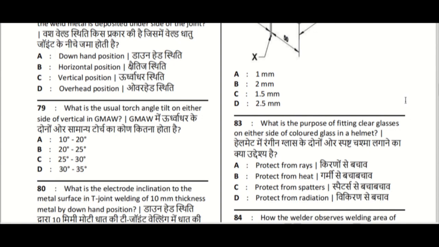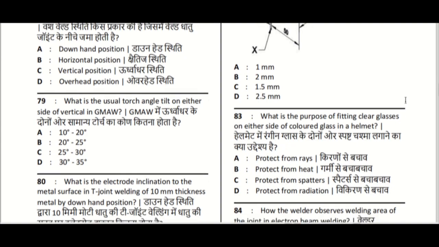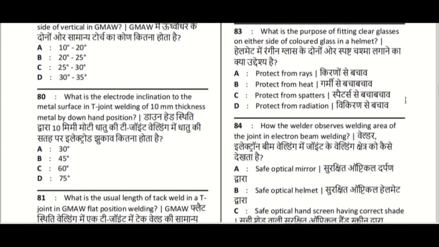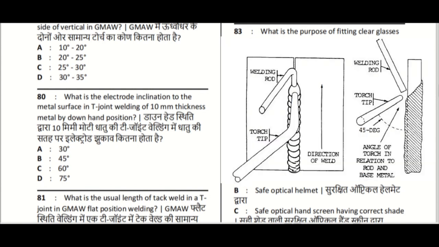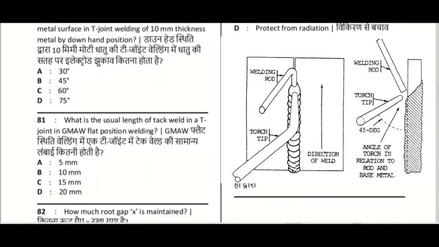What is the usual torch angle tilt on either side of vertical in gas metal arc welding? Is 20 degree. What is the electrode inclination to the metal surface in T-joint welding of 10 mm thickness metal by downhand position? Answer is 45 degree.